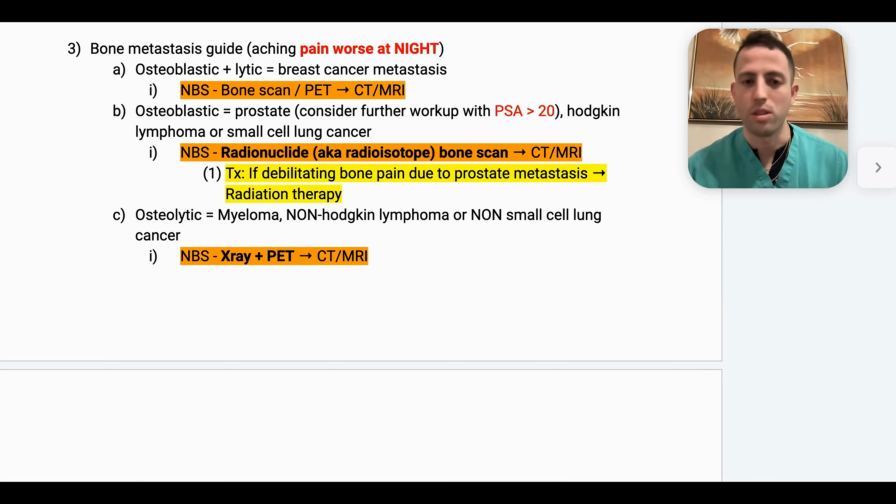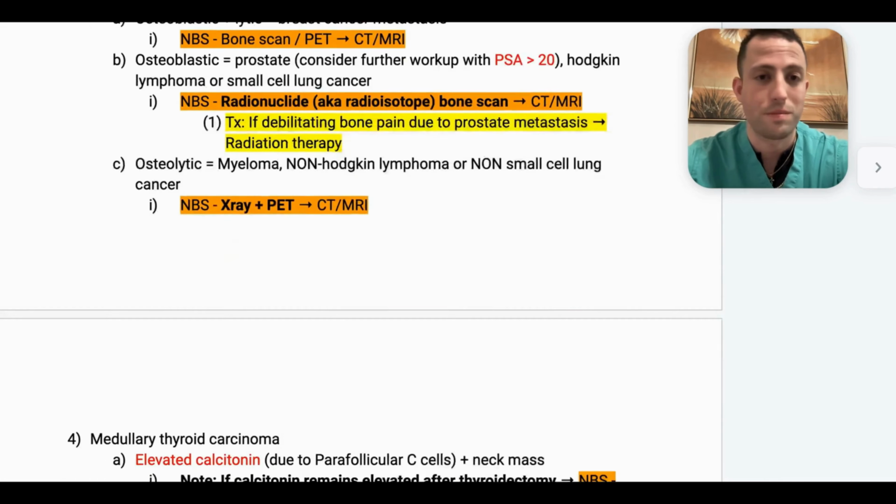It can be multiple myeloma, it can be non-Hodgkin lymphoma, or non-small cell lung cancer. Keep in mind, remember, Hodgkin lymphoma or small cell lung cancer are going to be blastic. Non-Hodgkin or non-small cell lung cancer are going to be osteolytic. And so your next best step is to get an x-ray with a PET, and then to see further, you can get a CT or MRI. So that's kind of your algorithm for bone metastasis of cancers.